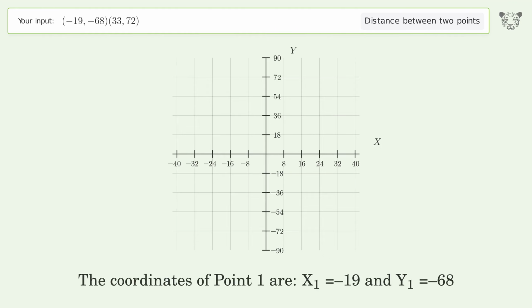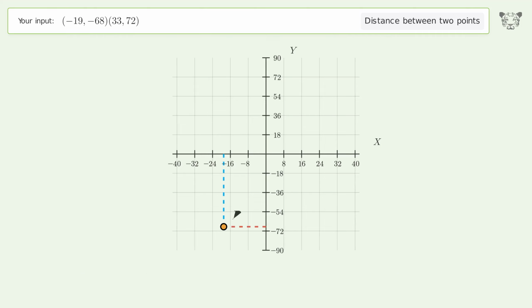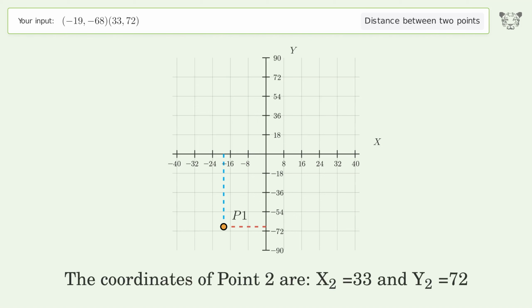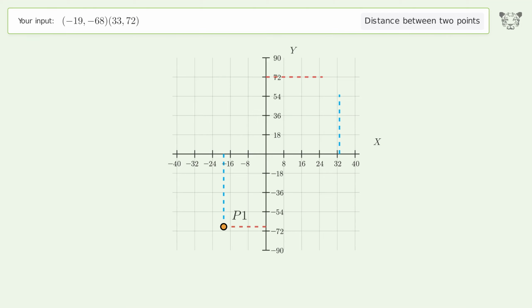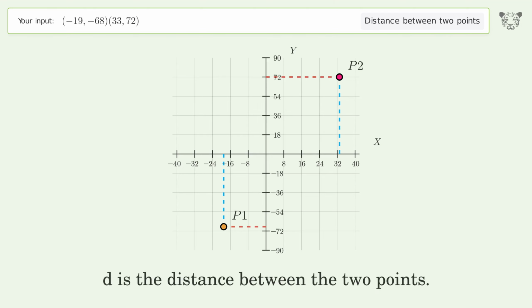The coordinates of point 1 are x1 equals -19 and y1 equals -68. The coordinates of point 2 are x2 equals 33 and y2 equals 72. D is the distance between the 2 points.